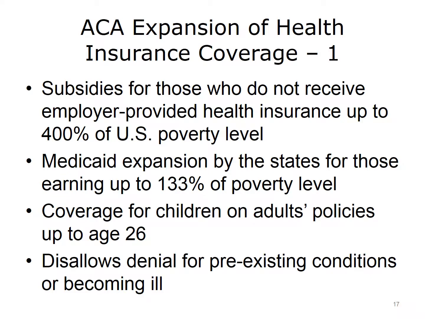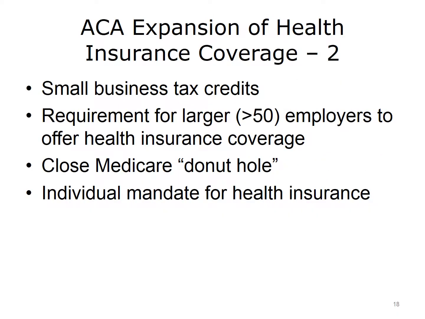The ACA also disallows the denial of insurance for pre-existing conditions or the dropping of insurance of those who become ill. The ACA also expands health insurance by providing subsidies for small businesses and by requiring larger companies with more than 50 employees to provide health insurance. It also closes the so-called Medicare donut hole, resulting in reduced prescription prices for seniors. In order to bring everyone into the health insurance pool, the ACA has an individual mandate that requires all who are eligible to either acquire health insurance or pay a fine.